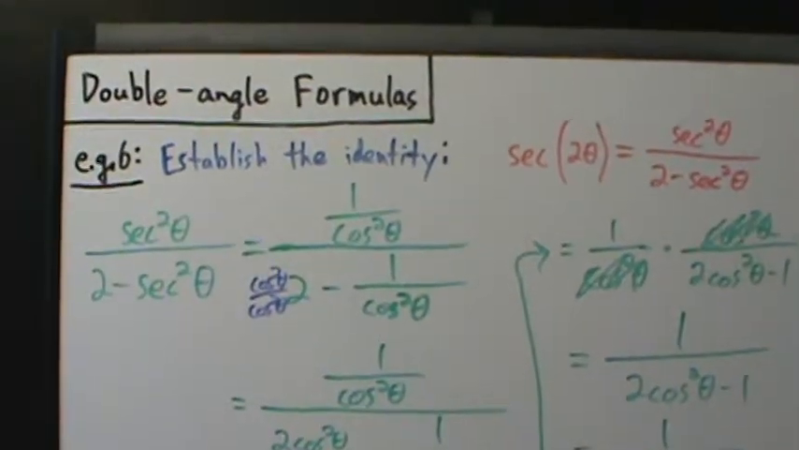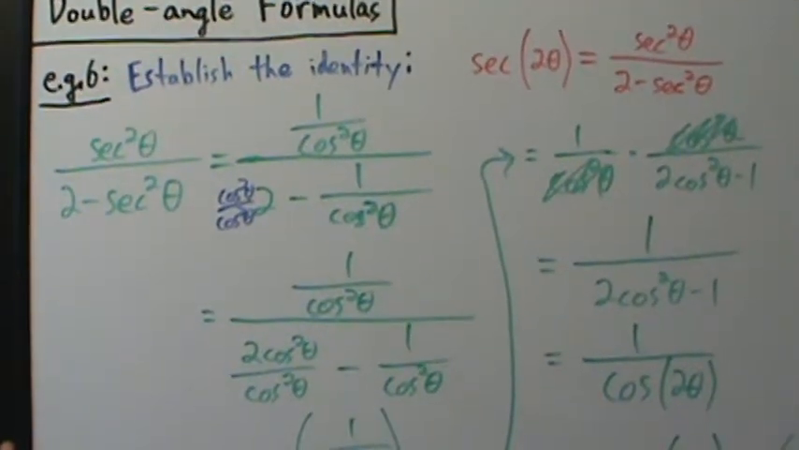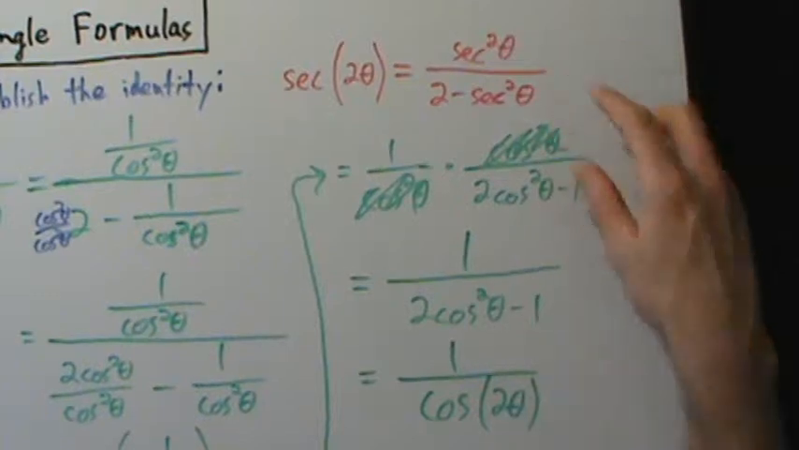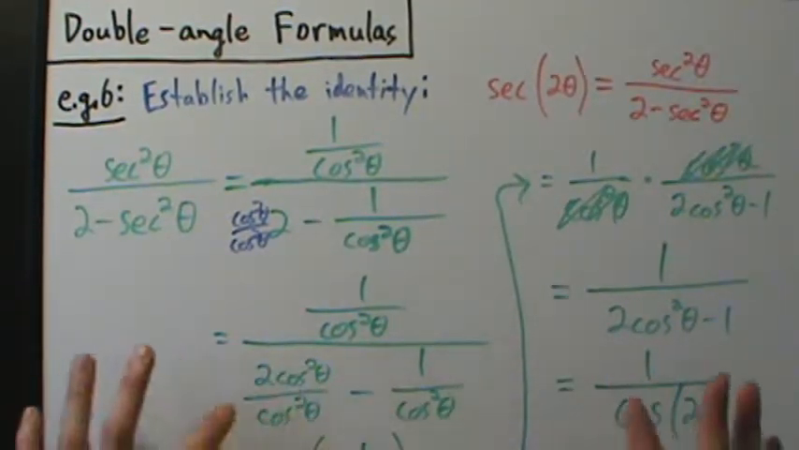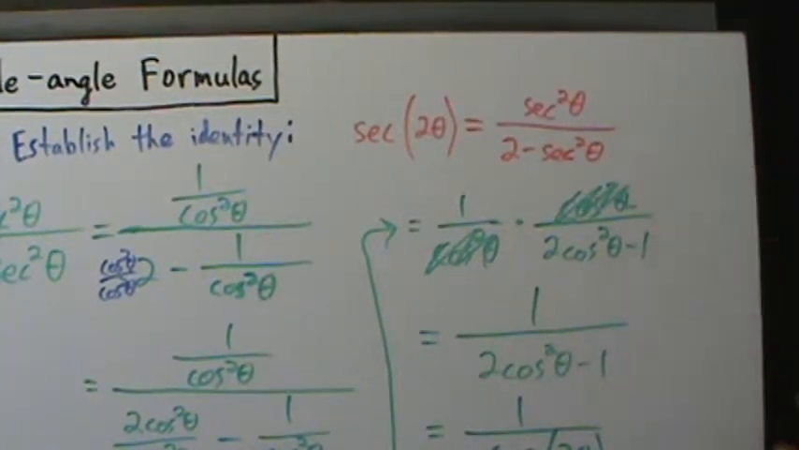So that's example 6 of double angle formulas, and it was another establish the identity type problem. Just to recap what happened at a high level: we started with the more complicated side, and remember, you only work on just one side. Pick one side, just work on that side, leave the other side completely alone. Don't do anything to it at all. So we picked the more complicated side.